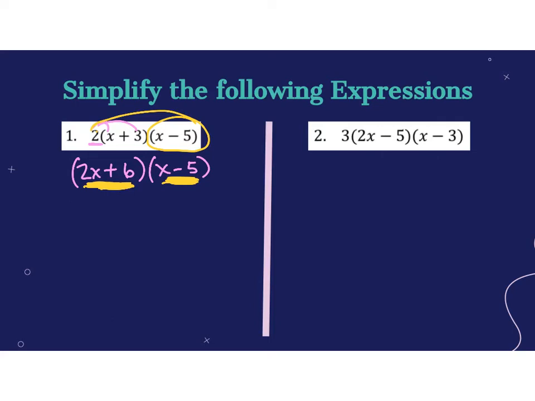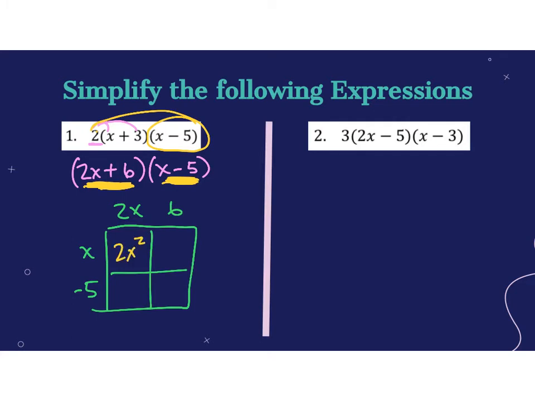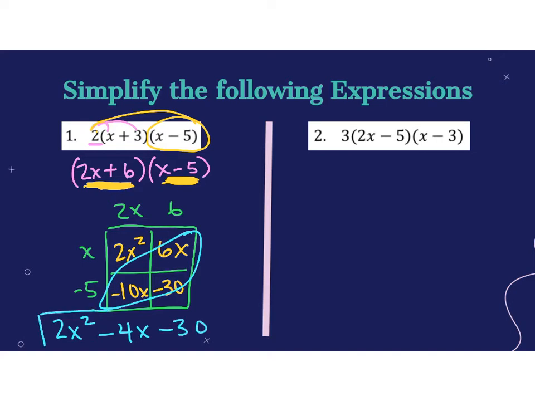So now I can go ahead and set up a box with the 2x plus 6 and the x minus 5, and I get 2x squared, and then 6x and negative 10x, and then negative 5 times 6 is negative 30. Then I combine my like terms in the middle. I have 2x squared minus 4x minus 30 for my final expression there.